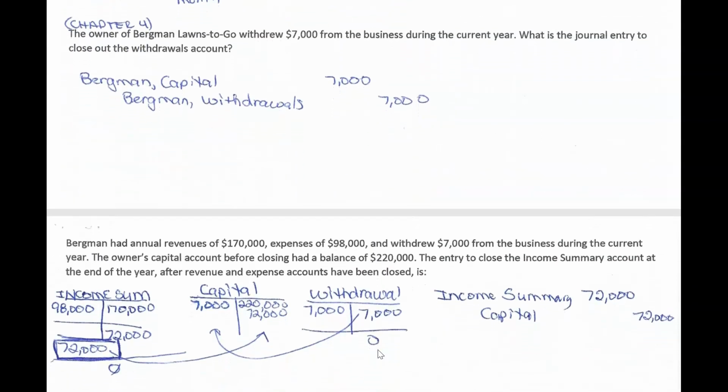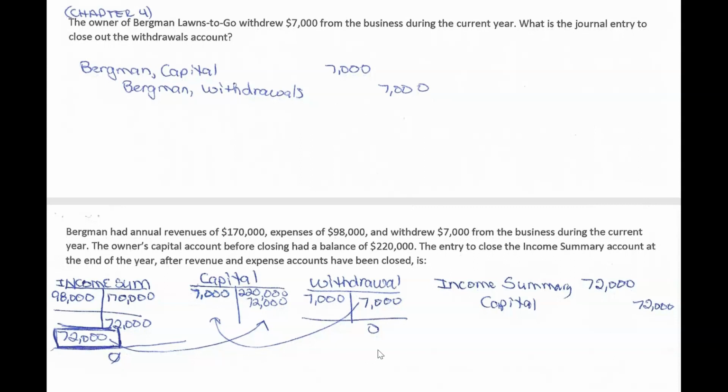Okay, move on to Chapter 4. Chapter 4. The owner of Bergman's Lawns to Go, which is the name of his company, withdrew $7,000 from the business during the current year. What is the journal entry to close out the withdrawal account?